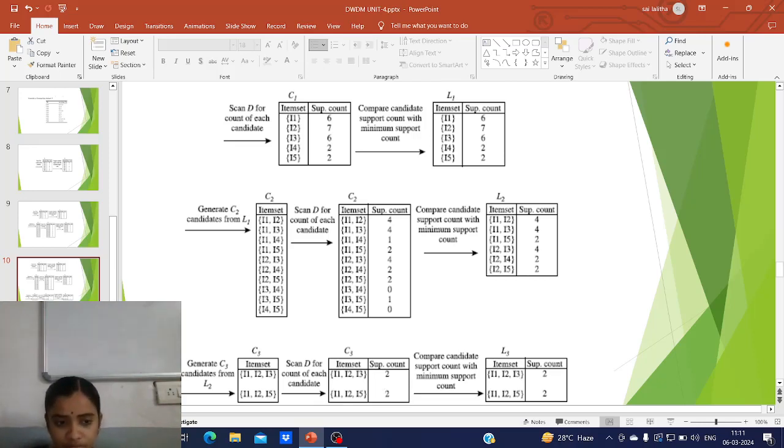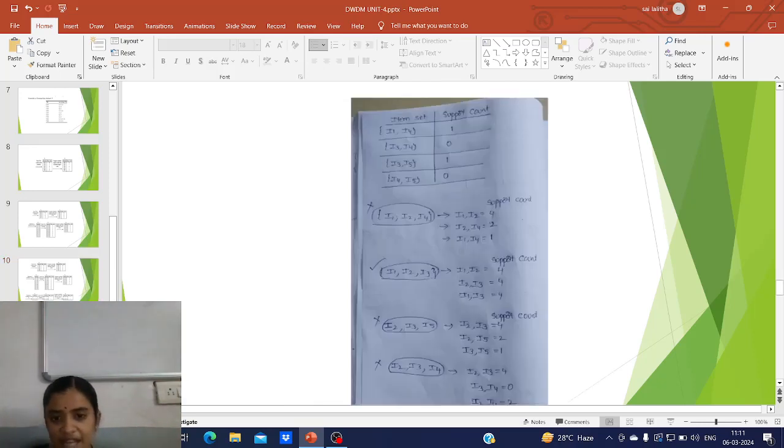Yes, you can do different calculations. For example, I want to form I1, I2, I3, I4. I3, I4 support count is 0. So I can't prepare the four-item set. For example, I want to prepare a five-item set: I1, I2, I3, I4, I5. If you observe, I1, I5 support count is 0 and I3, I5 support count is 1. So the five-item set is also not possible.